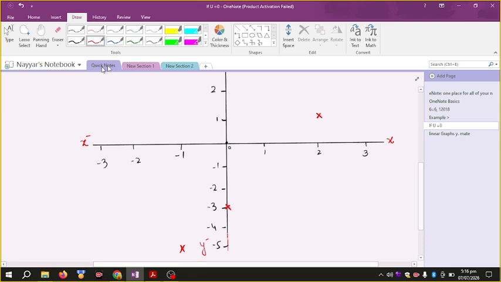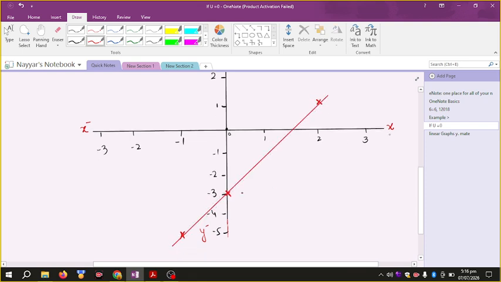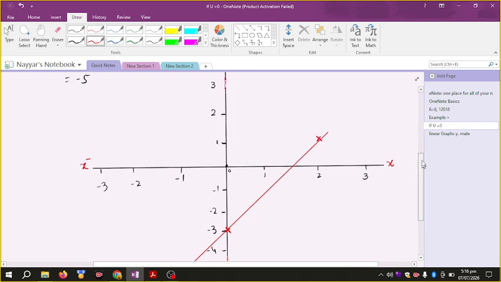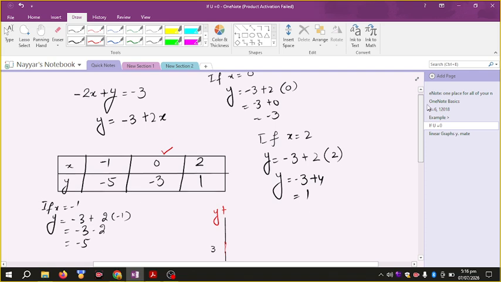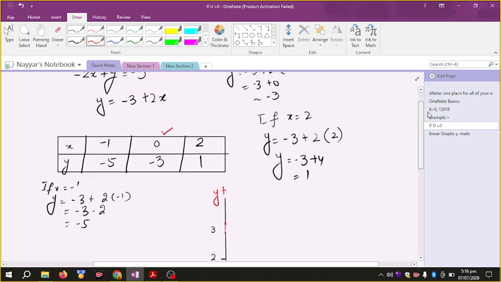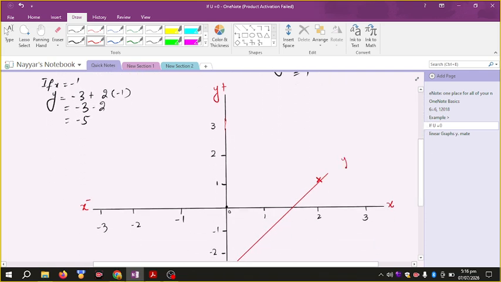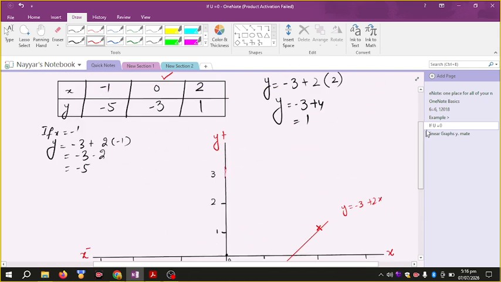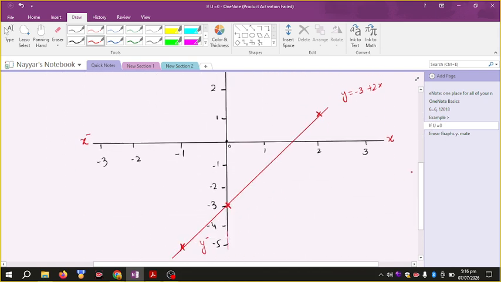Now you will join these points. When you draw it on the graph paper, you will get an exact straight line. Remember, whenever we have a linear equation, our graph will be a straight line. So this is our straight line and this is how you have to draw the graph of the linear equation. So our equation was y is equal to minus 3 plus 2x. This is the equation and this is our graph, and this is how you have to draw the graph. I hope that it's clear to you.